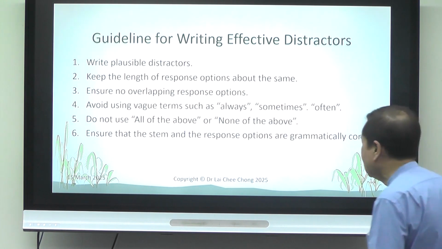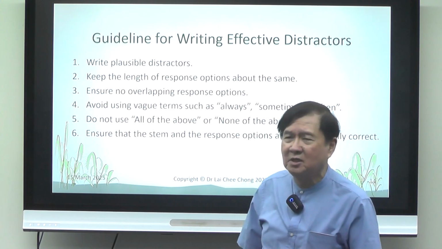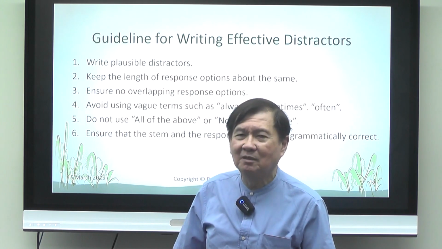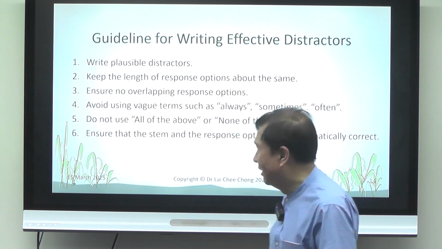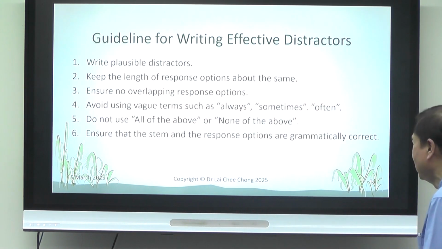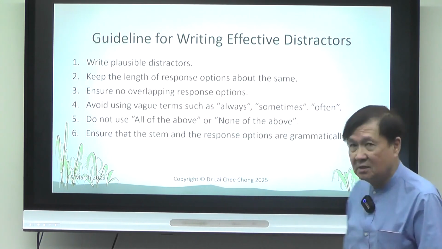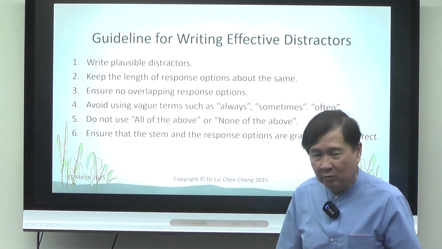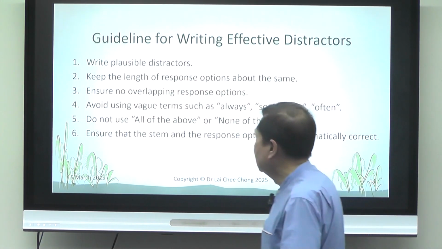I know that some people love "all of the above" and "none of the above." If you want to use them, use them judiciously. Be careful about it. If you don't know how to use them carefully, try to avoid them. Please do. And of course, make sure that your stem and response options are grammatically correct. That's important. You write a sentence to get the stem and the options, and everything must be language-correct. So that's a very rough guideline for writing effective distractors.